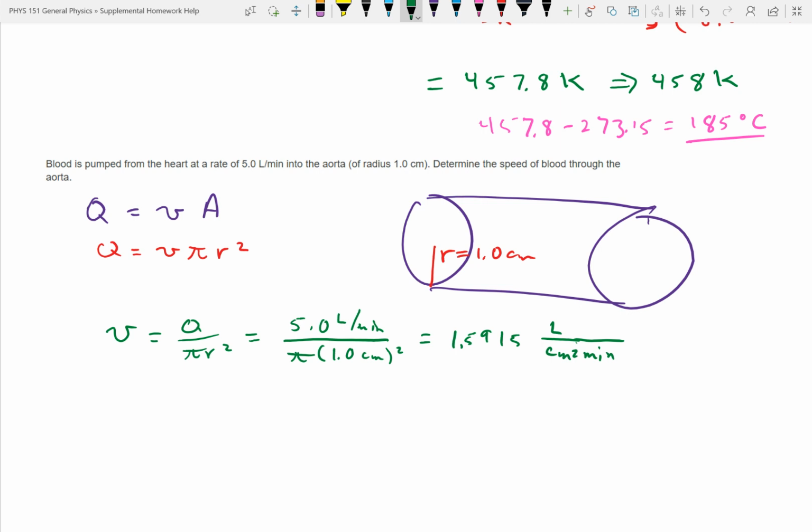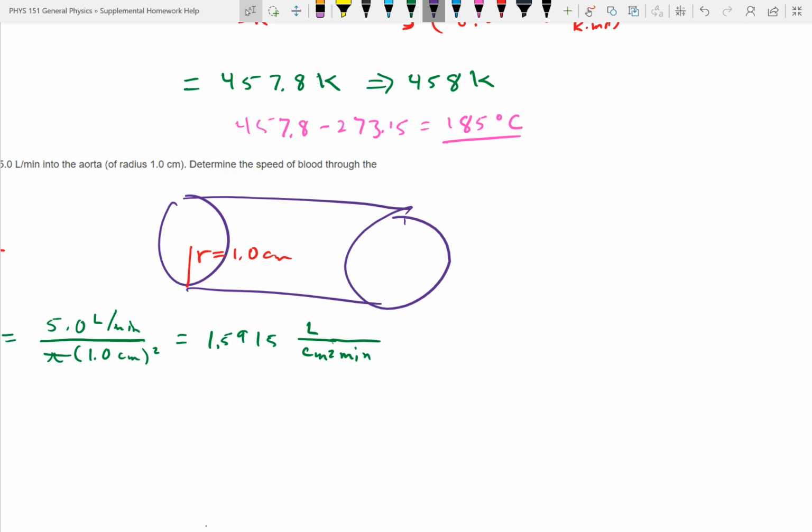Did you really go anywhere? So how do we convert that into something that's meaningful? Change centimeters to meters. Change minutes to seconds. Okay, I'm going to start with minutes to seconds. There's 60 seconds in a minute. Now, what is a liter? It's 1,000 milliliters, and a milliliter is a centimeter cubed. So it's 1,000 centimeters cubed per liter.